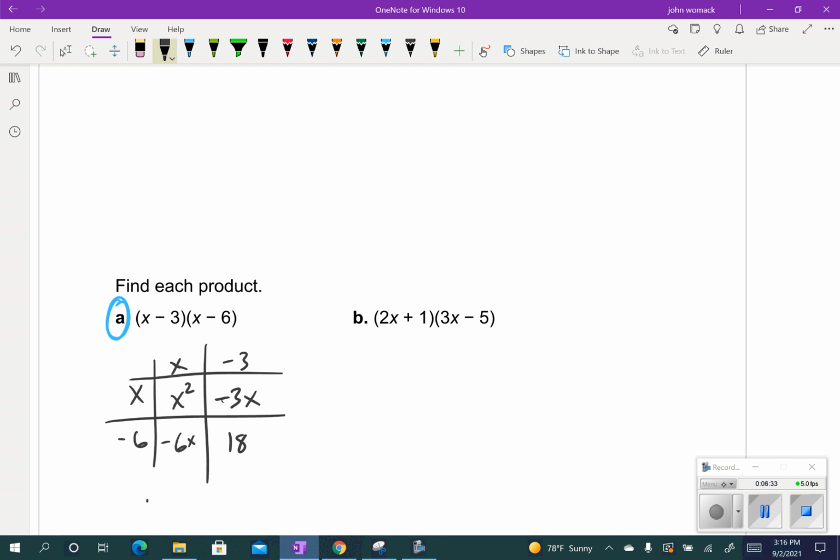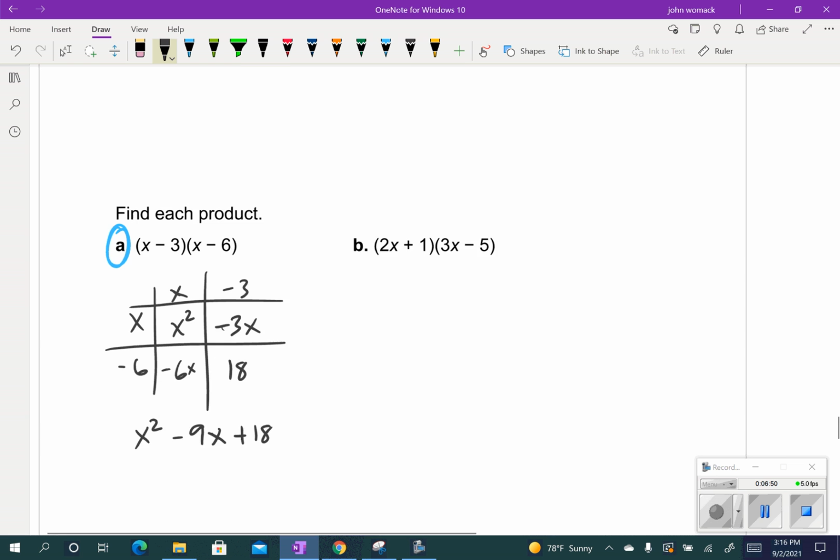Okay, start with the x squared. Minus 6 minus 3 is minus 9, plus 18. And there is my answer right there. So that's another method. There's a third way of doing it.